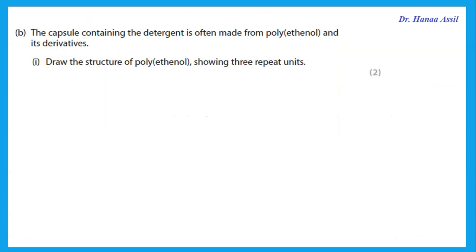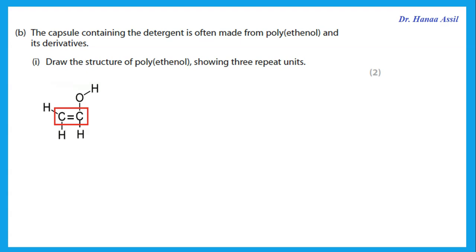The capsule containing the detergent is often made from polyethanol and its derivatives. Draw the structure of polyethanol showing 3 repeat units. So what is polyethanol? This is polyethanol. Now, to draw the polymer from an alkene, we said this is addition polymerization.